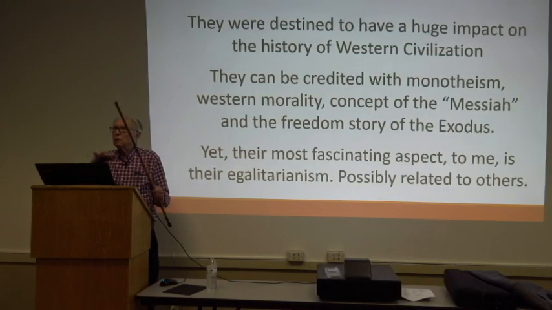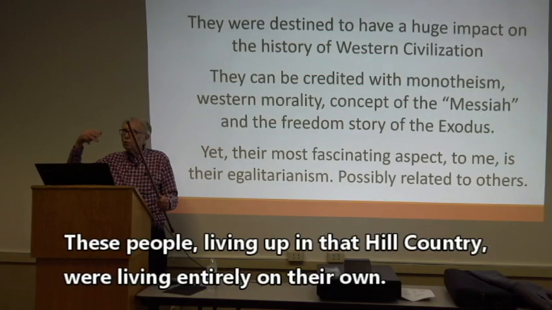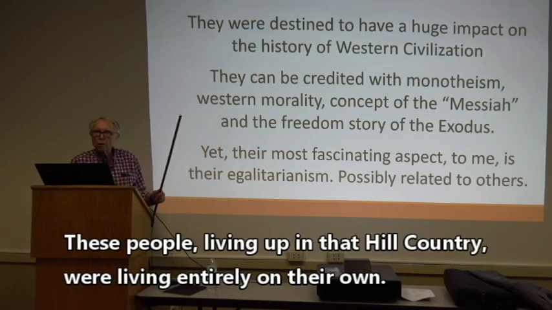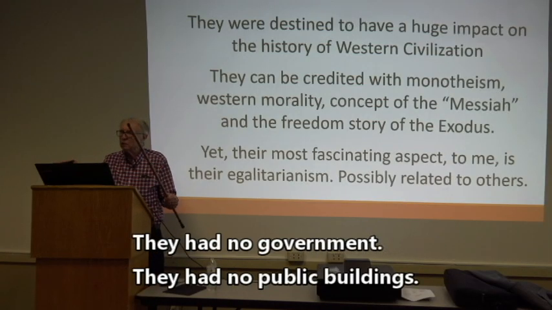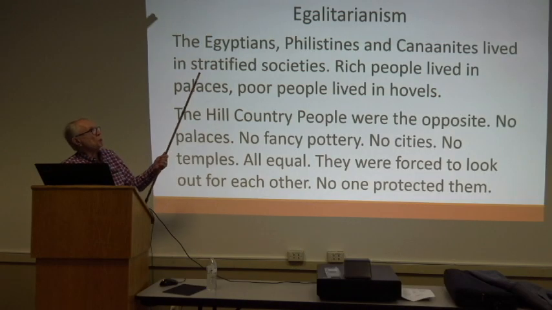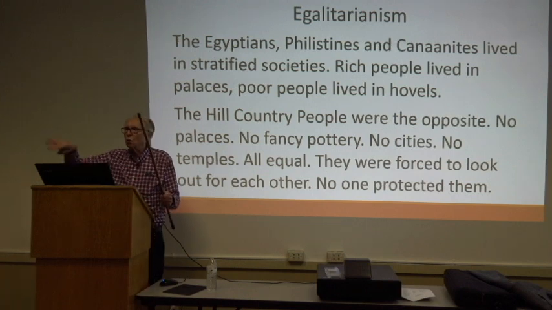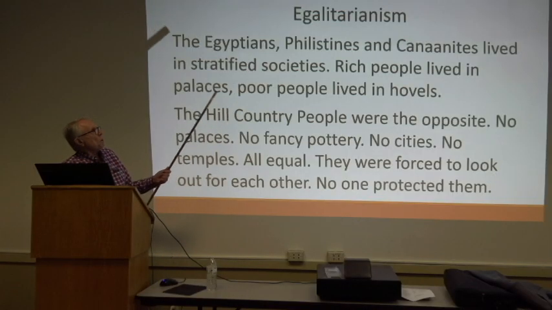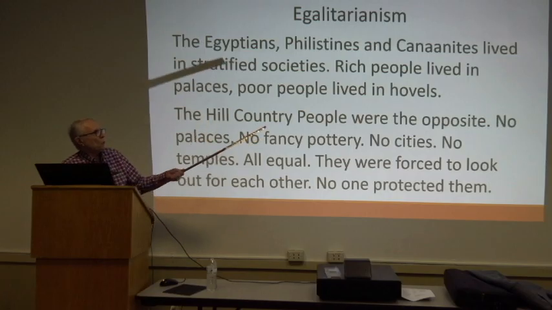You know, everybody treated equally is egalitarianism. These people living up in that hill country were living entirely on their own. They had no government. They had no public, well, this will go into. They were very different from everybody else because the Egyptians, the Philistines, and the Canaanites all lived in what are called stratified societies. Rich, poor. Rich people lived in palaces, poor people lived in hovels. The hill country people were the opposite.